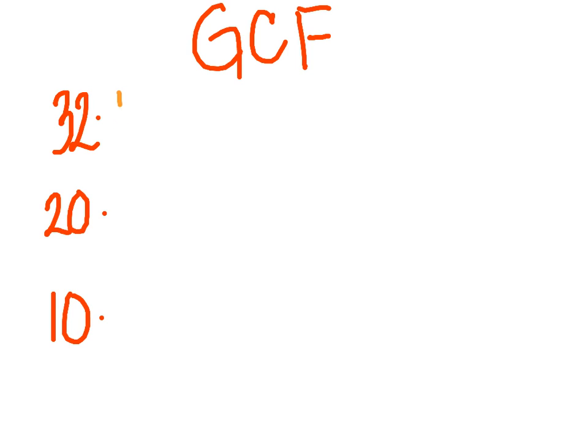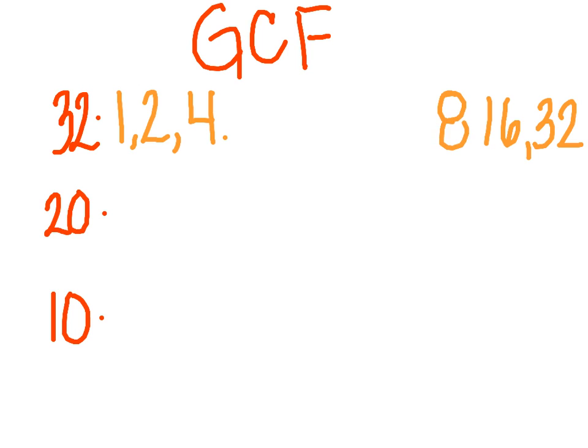So for 32, I start with 1 and put 32 on the other side of my paper. 2 goes in 16 times. 3 does not go in evenly. 4 does go in evenly, and I know that goes in 8 times. 5 does not go in evenly. 6 does not go in evenly. And 7 does not go in evenly. So although there's a huge empty area there, that's okay. These are the only factors of 32.